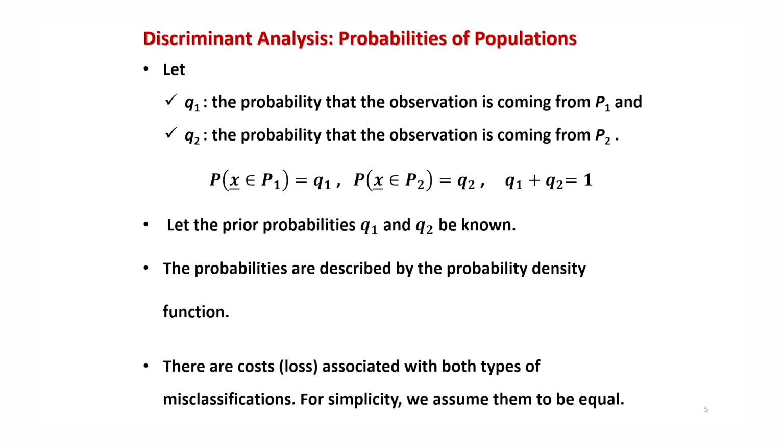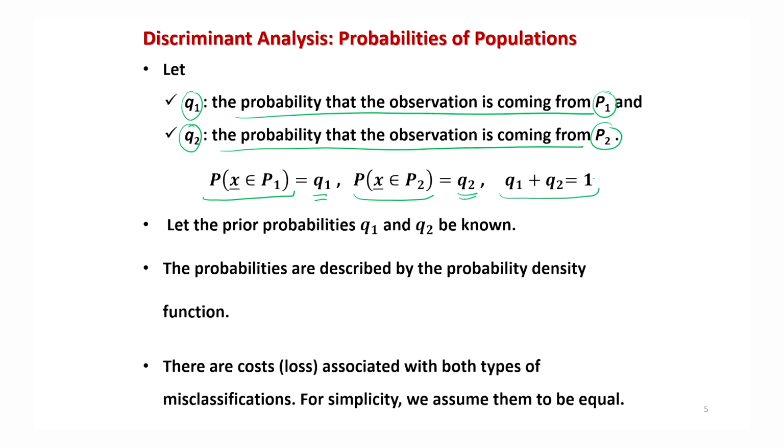So now we are going to take this idea and implement it in steps. Suppose we indicate by small q1 the probability that the observation is coming from P1, and q2 is the probability that the observation is coming from the second population P2. So we can write that the probability that x belongs to P1 is q1 and the probability that observation x belongs to P2 is q2. Obviously q1 plus q2 is equal to 1, because we have only two possibilities.